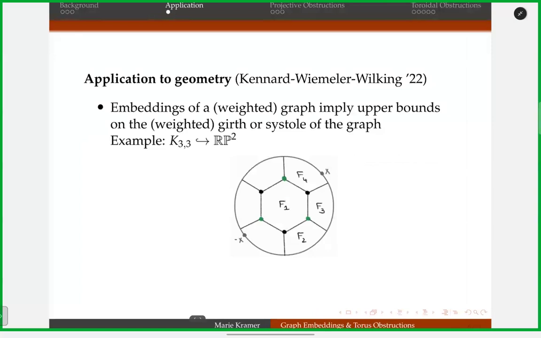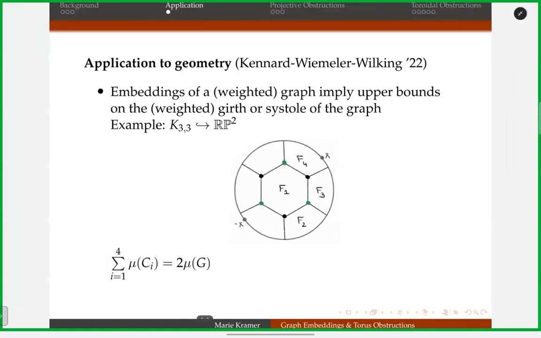So let me illustrate a little bit of what I mean by this. We take our embedding of K33 into the real projective plane. In particular, this gives us 4 faces. All of these are bounded by some facial cycles. Now imagine that we have some weight function on the edges, so all the edges have some non-negative integer. And these C_i are the facial cycles around each face. If we sum over those weights in all the facial cycles, we will have counted each edge twice, because each edge is part of 2 facial cycles here.